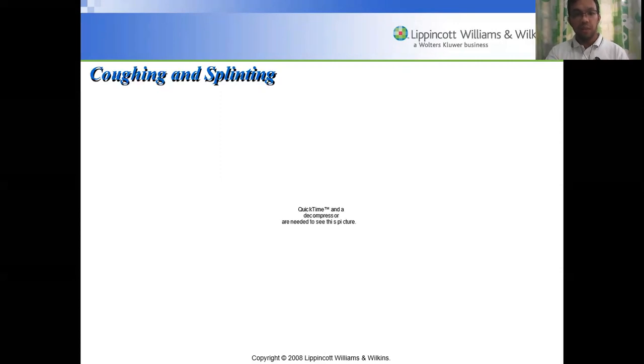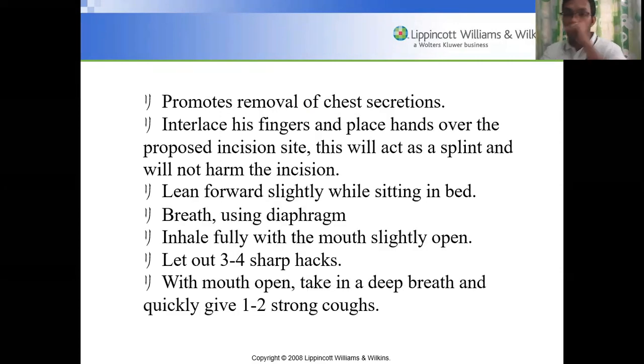Coughing and splinting. Coughing promotes removal of chest secretions during the post-op. We need to teach them that. Have them interlace their fingers and place them over the proposed incision site, which will act later on as a splint in order not to harm the incision. For example, in an abdominal surgery, they need to interlace their fingers and splint it with both of their hands.